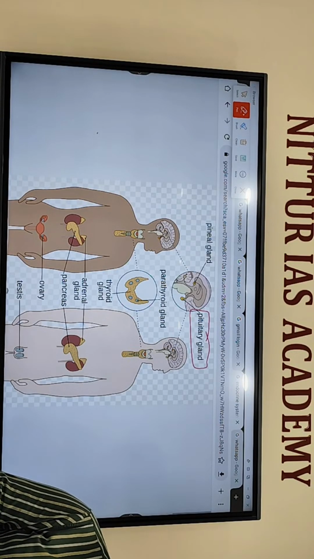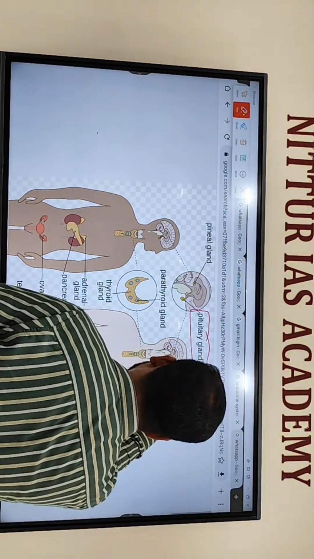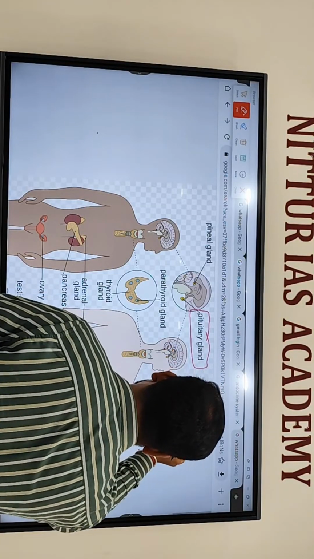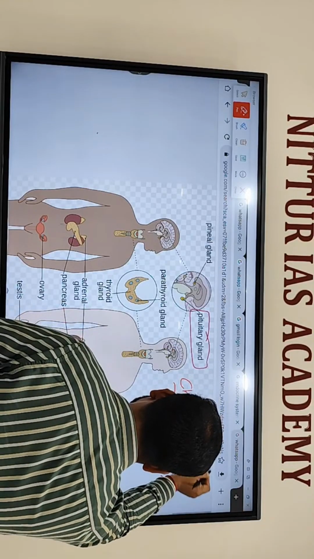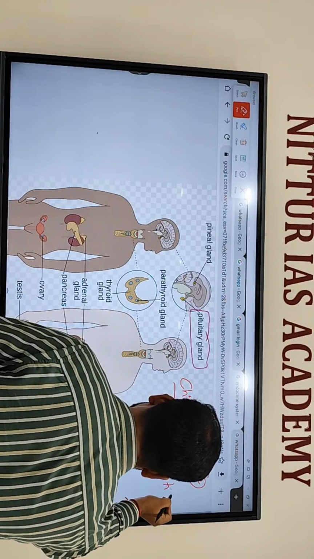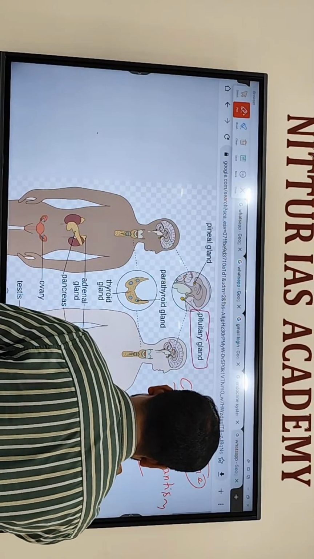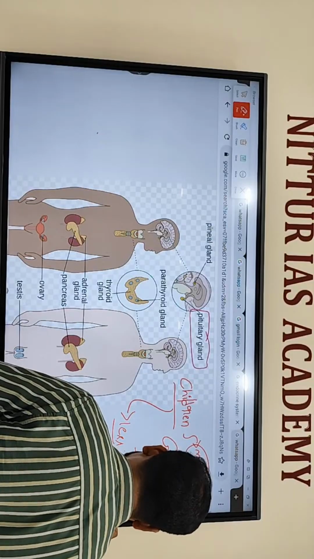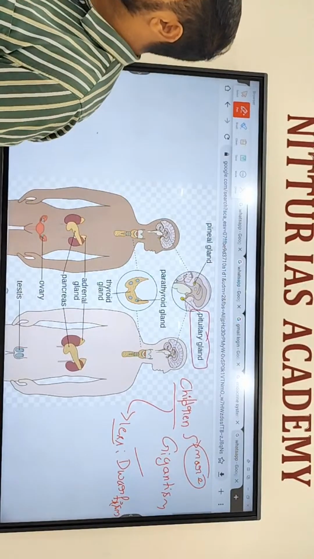Controls growth, right? In children, if growth hormone is secreted more, then gigantism occurs. Gigantism. If growth hormone is secreted less, then dwarfism. Secreted more means gigantism. Secreted less means dwarfism in children.